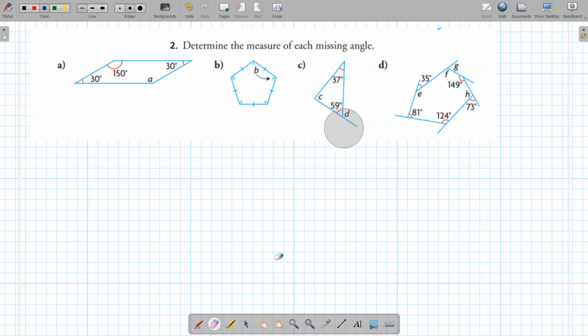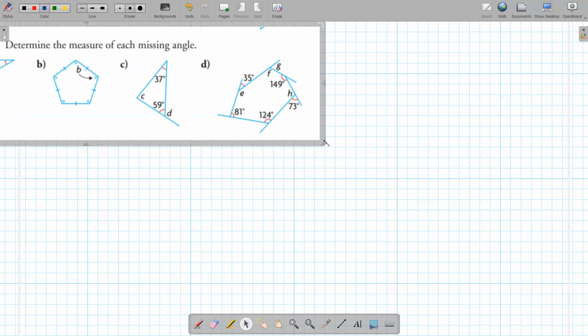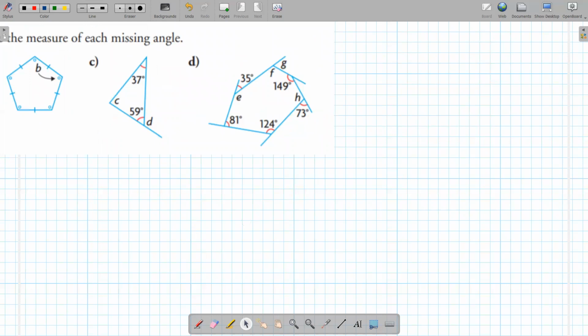Let's look at D. D looks a little bit complicated. There's a lot going on here. We gotta do the puzzle one step at a time. All right, we can find out what H is. How do we find what H is? Again, look at this.